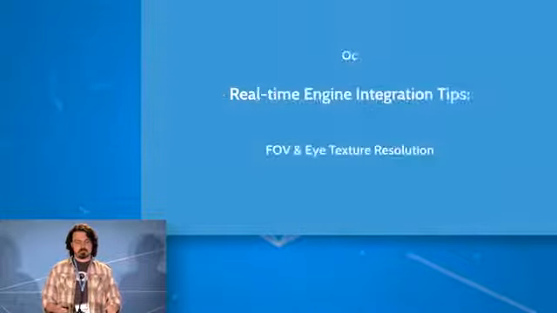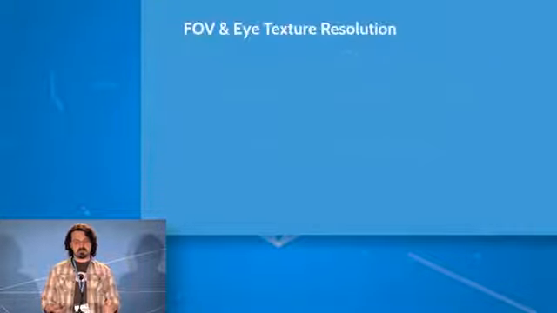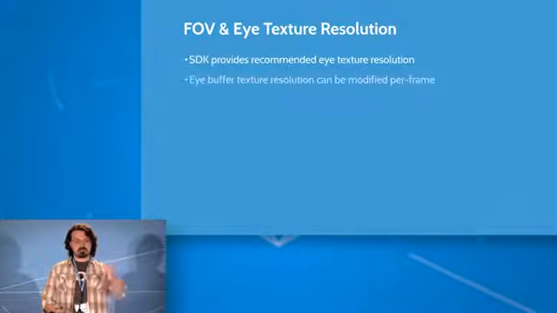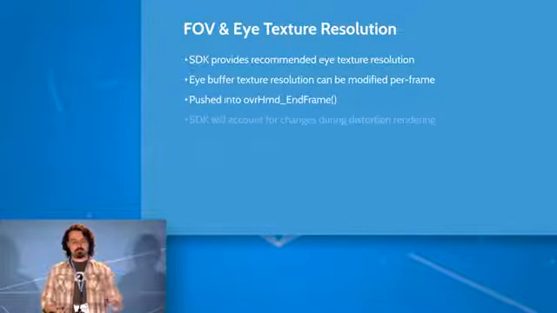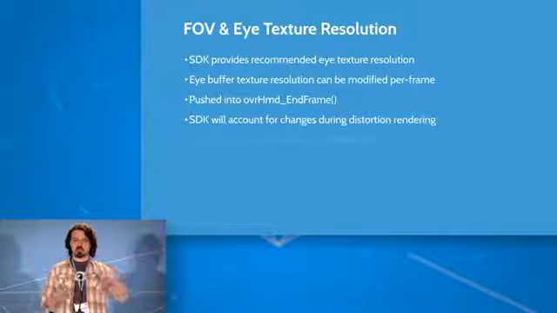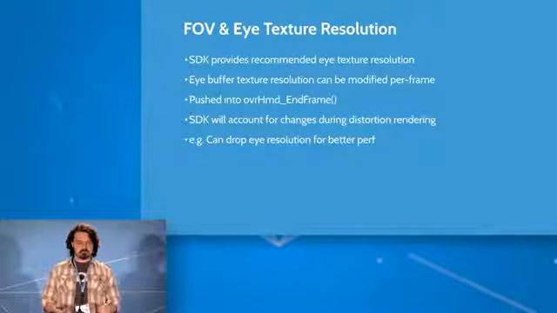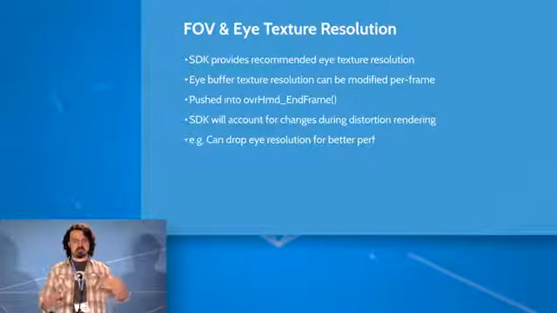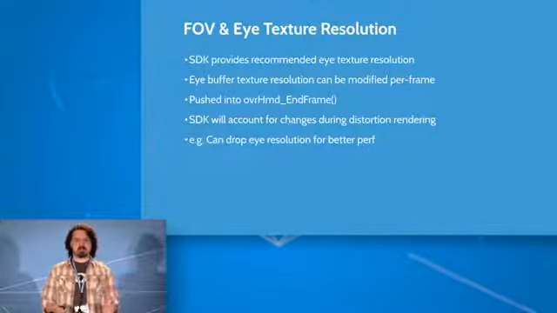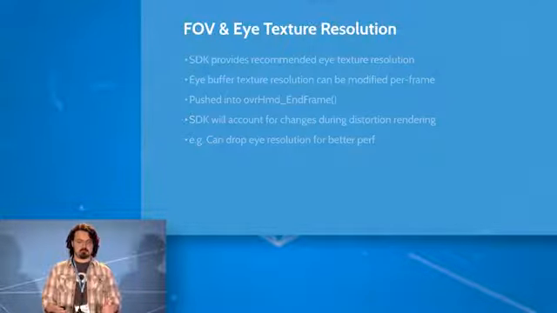So one of the things the SDK provides is the recommended eye texture resolutions. And you can change this value on the fly if you want to, and simply push those values into the end frame. The rest of that pipe ends up being taken care of by the SDK. With the distortion, all the values are internally updated properly. And one good reason for doing this is perhaps knowing that you're not going to be able to maintain the high frame rate where the situation is changing dynamically, so you dynamically also scale down your eye resolutions.